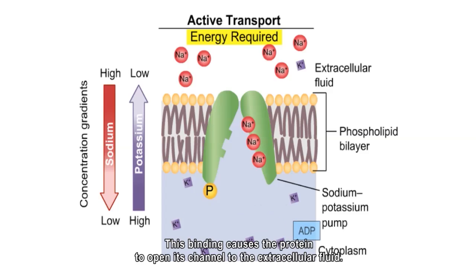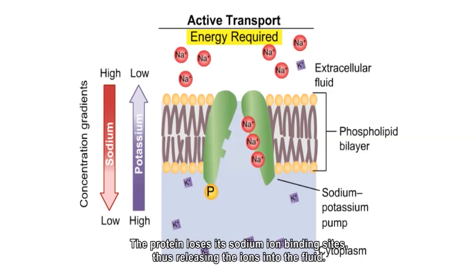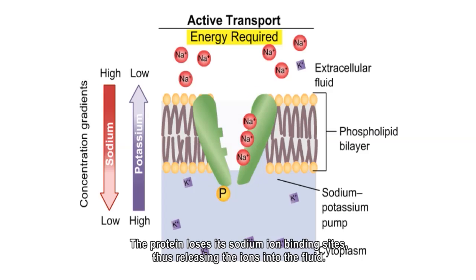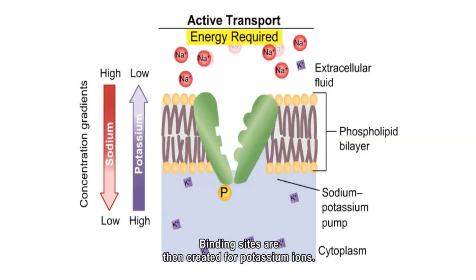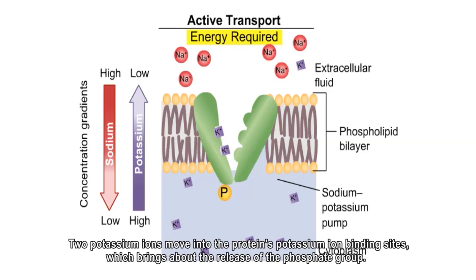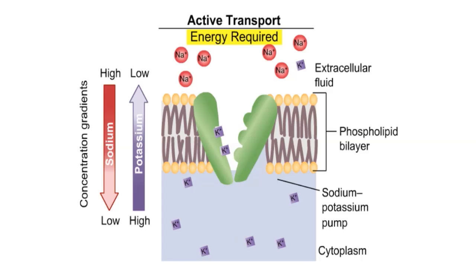This binding causes the protein to open its channel to the extracellular fluid. The protein loses its sodium ion binding sites, thus releasing the ions into the fluid. Binding sites are then created for potassium ions. 2 potassium ions move into the protein's potassium ion binding sites, which brings about the release of the phosphate group.